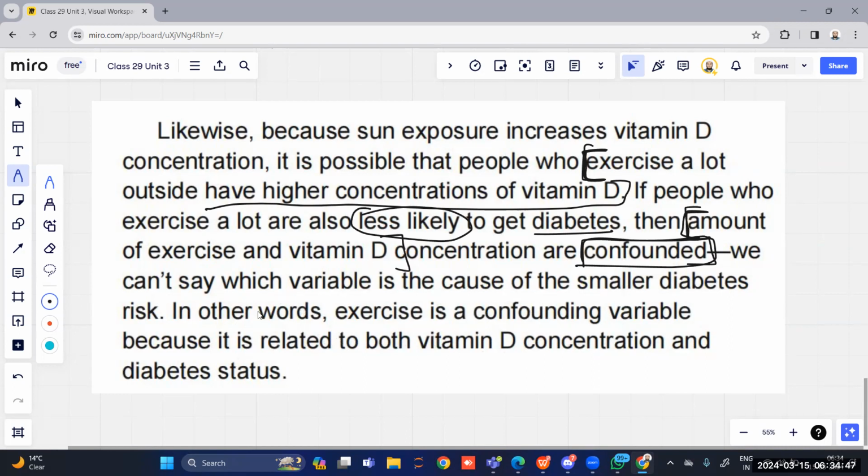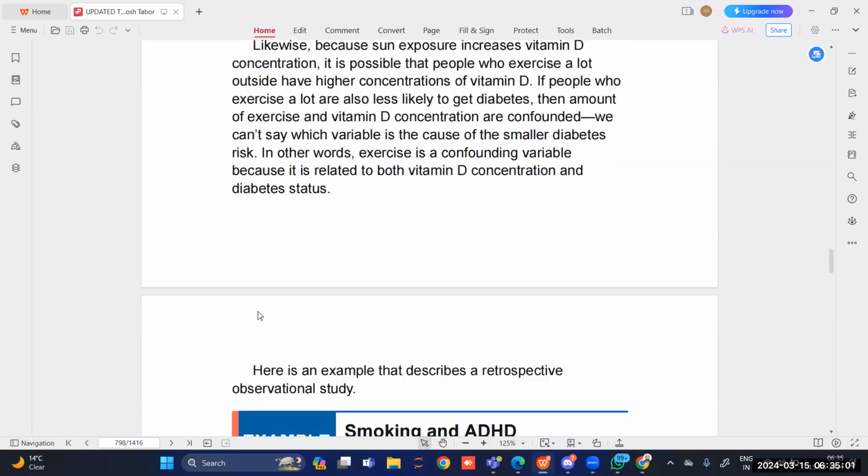So the confounding variable we have to think of is exercise, because exercising is affecting vitamin D as well as diabetes status. That's the reason. Is it clear?